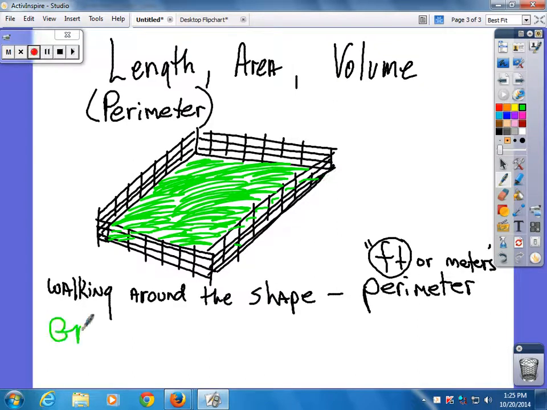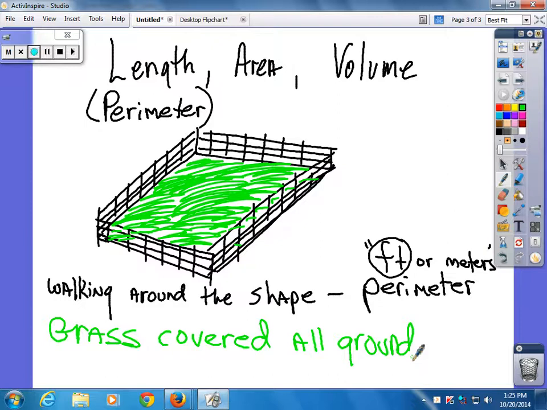So you cover the whole piece of property in grass. All the ground. What's that called? It's called the area, because you have the length times the what? The length. You got to cover the whole area. So that's length times your width, which is area. Length times the width. And that's for a quadrilateral.